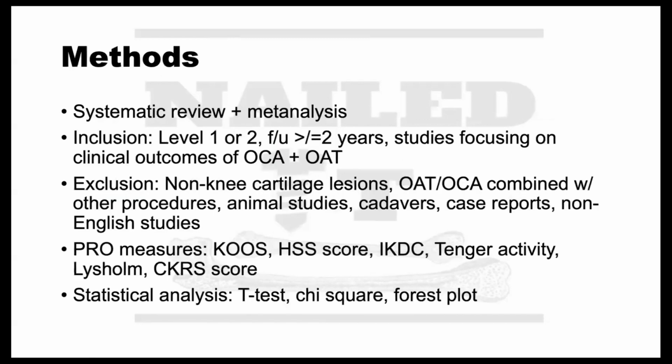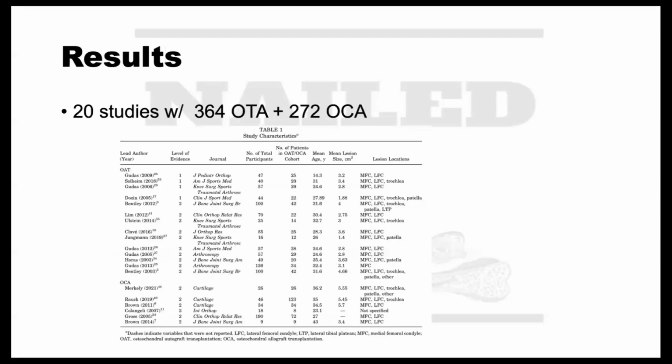So they did a systematic review and meta-analysis of the current literature where they looked at level 1 or 2 studies that had a follow-up greater than 2 years, looking at clinical outcomes. They excluded non-knee cartilaginous lesions, allograft or autograft transfers combined with other procedures, animal studies, cadavers, case reports, or non-English studies. They looked at patient-reported outcomes, including the KOOS, HSS, IKDC, Tegner, and activities of daily living scoring as well. And they used a t-test, chi-square, and forest plots for their statistical analyses.